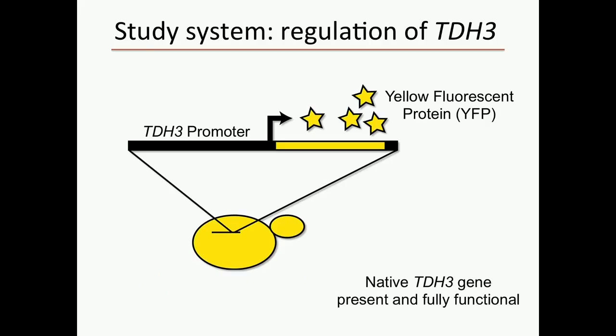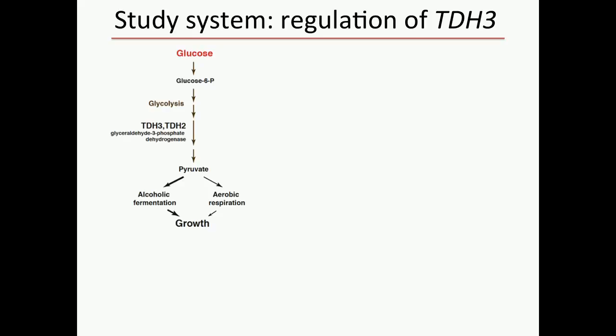Okay, so before I get into what we found, let me tell you a little bit about our study system. The system we're using uses a promoter from a native yeast gene, a gene called TDH3, and uses it to control expression of a yellow fluorescent protein. We put this protein into haploid yeast cells as a way to easily quantify expression of that gene.